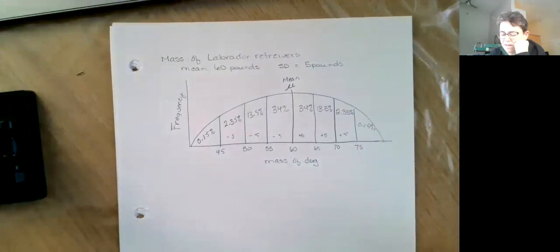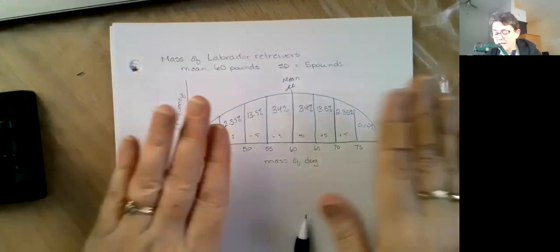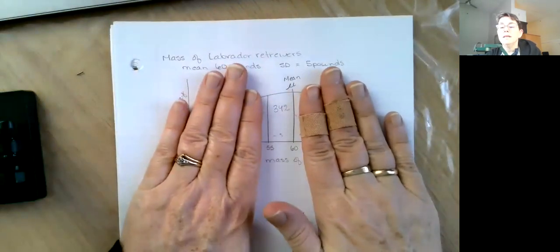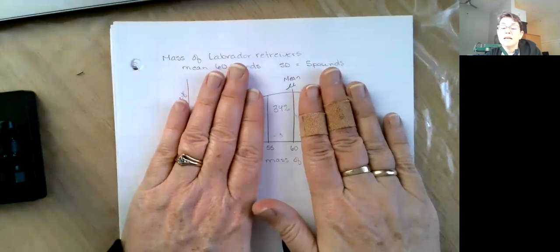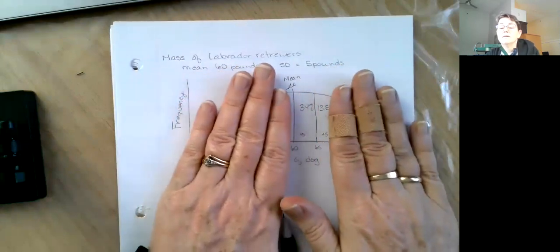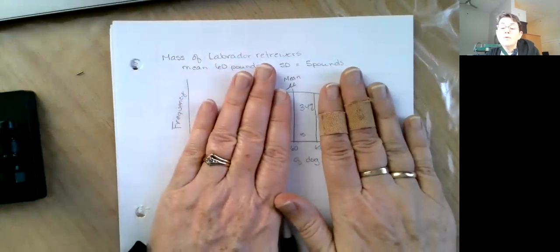So kind of what that means, let's say we had 100 dogs. You'll have to forgive me because the decimals are going to make a mess here, but let's say we had 100 dogs. That means in that 100 dogs, there would be 34 of them that have a mass between 55 pounds and 60 pounds. And there would be 34 of those dogs that are 5 pounds heavier, between 60 and 65.